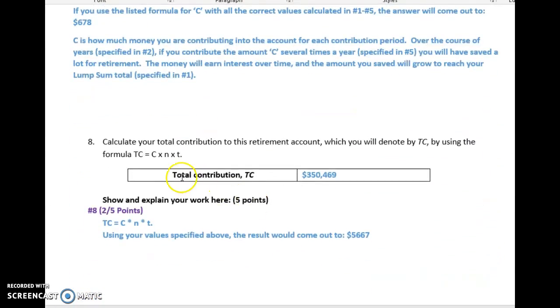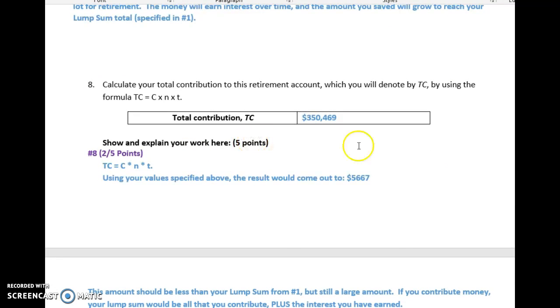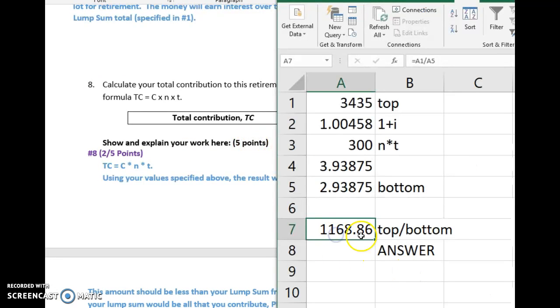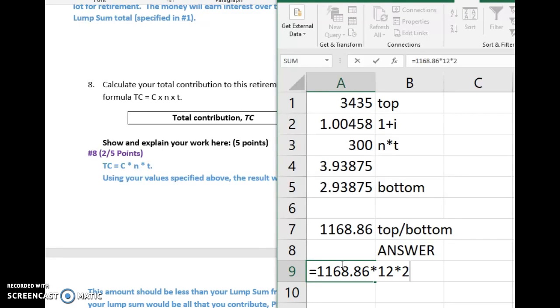All right. And so this is just asking how much was my total contributions. If I put this much in, and it tells you the formula, the total contributions is how much you put in times the number of times a year times the number of years. So I'm putting in 1168.86. I'm doing that 12 times a year for 25 years. I would put in $350,000. So that's how much of my money was put into the bank.